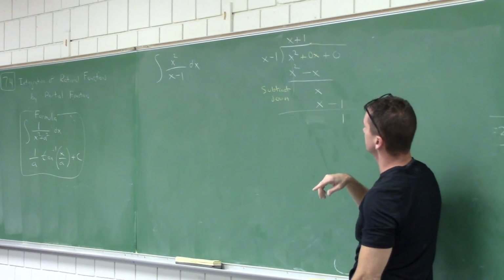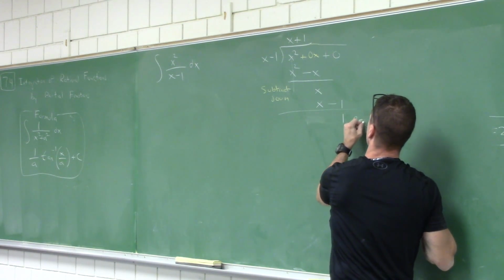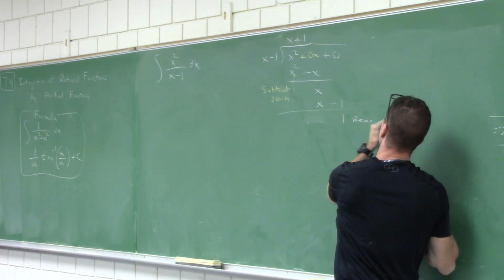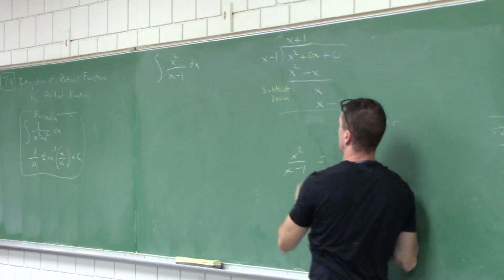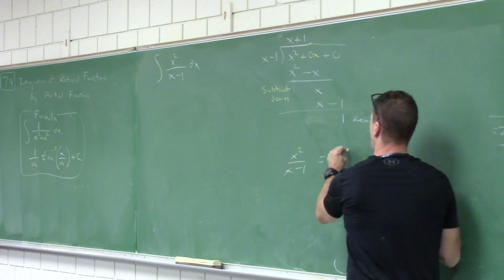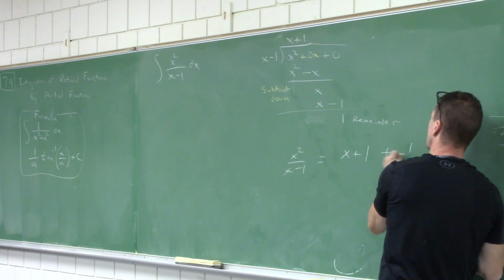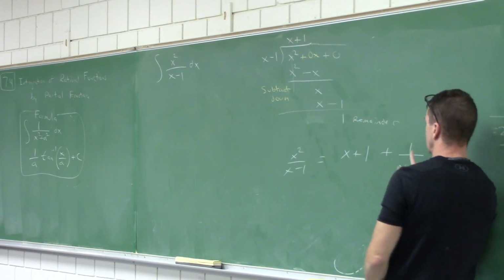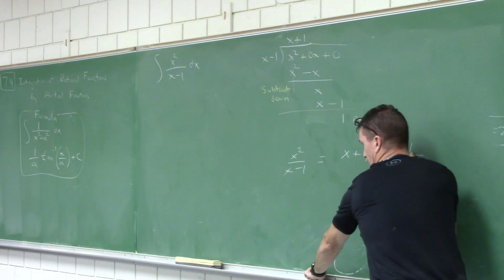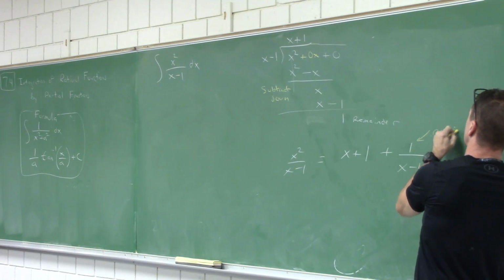This is what we have. They call this the remainder, but this is what we have now. X squared over x minus 1 can be broken up into x plus 1 plus the remainder over the original denominator. I put the remainder here. Just so everyone knows, where did that come from? This is called long division.